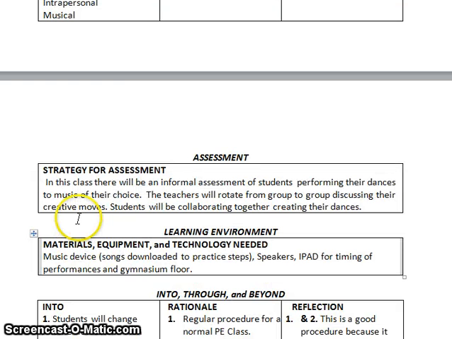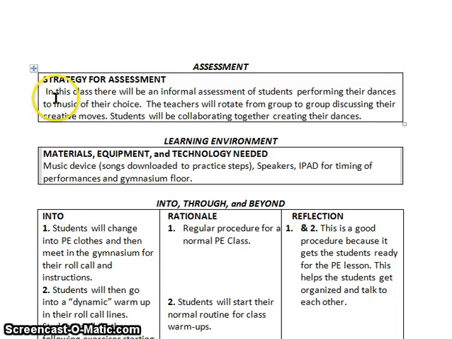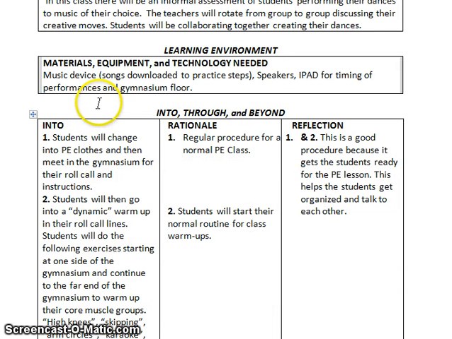So the strategy for assessment in this class: there will be an informal assessment of students performing their dances to music of their choice. The teachers will rotate from group to group discussing their creative moves. Students will be collaborating together and creating their dances. The technology and materials used: they will have music devices, songs downloaded to practice steps, speakers, their iPad for timing the performance, and the gymnasium floor.